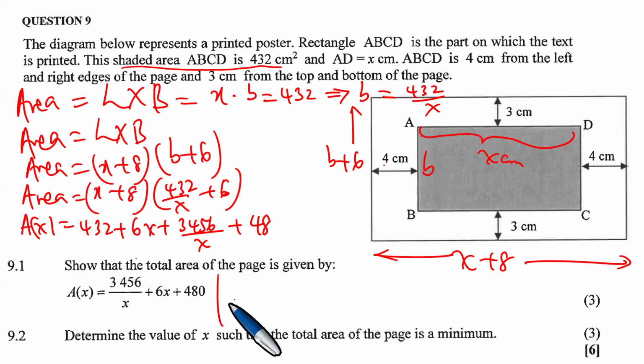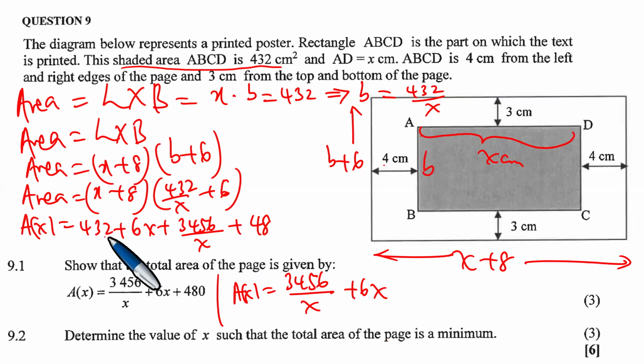What is A of x? So A of x is exactly the same as 3456 out of x. And now we have plus 6x. And then we have also 432 plus 48, which is actually 480. So this here would give us the total area of the page, and this A of x equals this. And exactly what the examiner wanted us to show there for a beautiful 3 marks, and we've shown that. I believe that this is very clear, but if there are questions, you can always let me know.